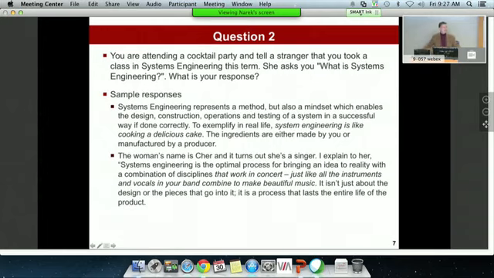Okay, so that's great. The next question was: you're attending a cocktail party, and even cocktail parties, I don't think we have cocktail parties anymore, so maybe more like a Google Hangout or the 21st century equivalent. But the basic idea here is, how would you explain what system engineering is to somebody who's not a technical person, not an engineer?